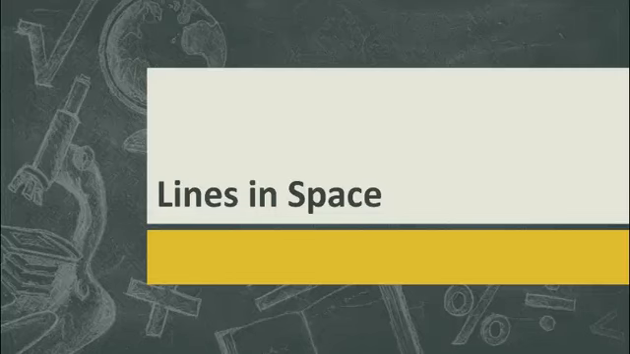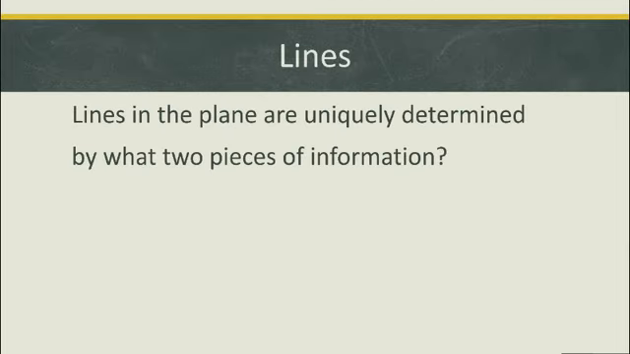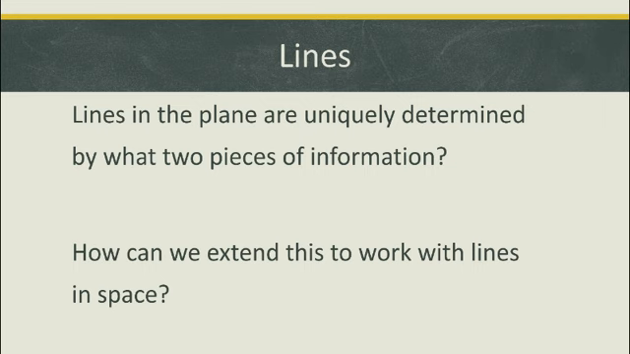So we want to look at the ability to describe a line in space, and so we're going to start by thinking about what is needed or what is necessary to uniquely determine a line in the plane. Now, you learned in algebra that the necessary pieces of information are a point and a slope. So how can we extend those ideas so that we can work with lines in space? That's what we want to explore right now.